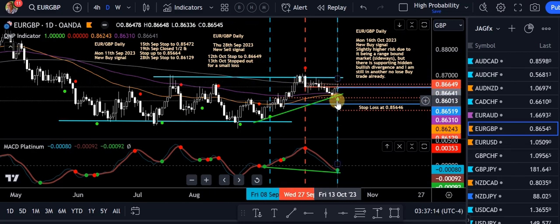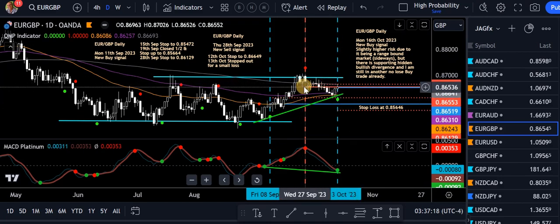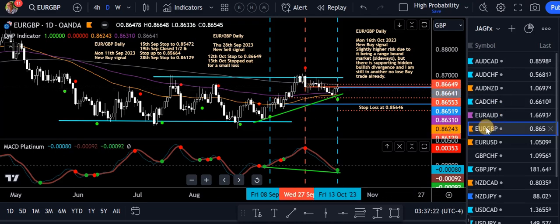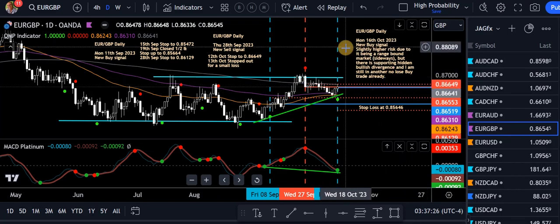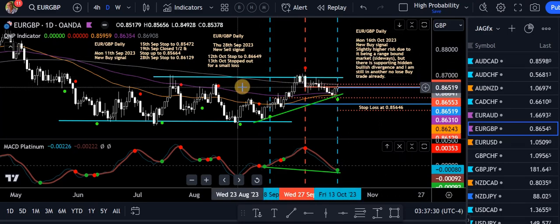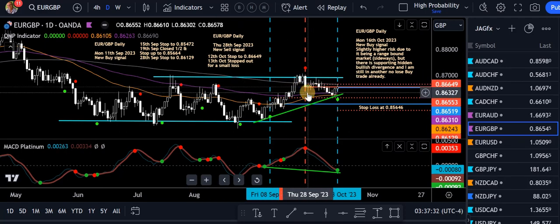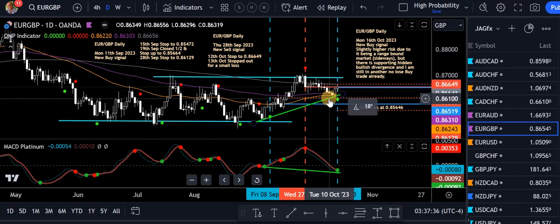Now there is a new buy signal on Monday. So it's a little bit messy because I've left the sell trade on the chart to show you, and after the video I will tidy this up and remove that sell trade. So we've got a new buy on Monday, 16th of October. Slightly high risk due to it being range bound. You can see it's been stuck in these ranges. But there is supporting hidden bullish divergence.